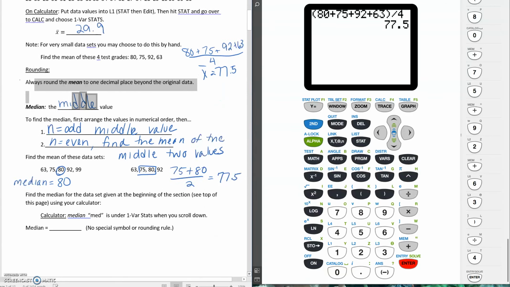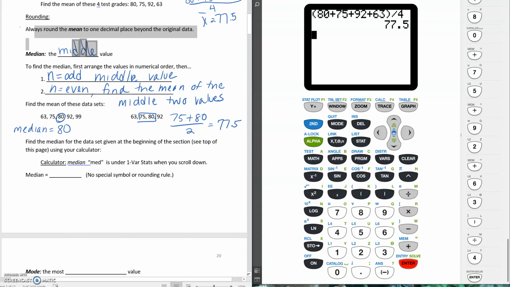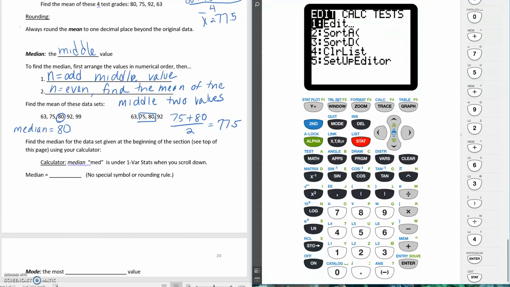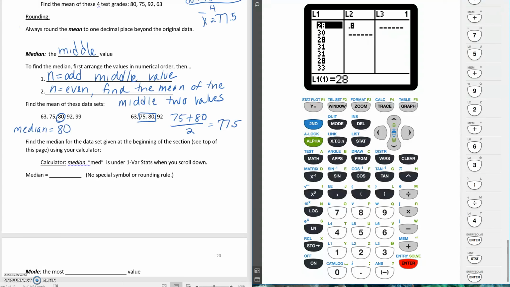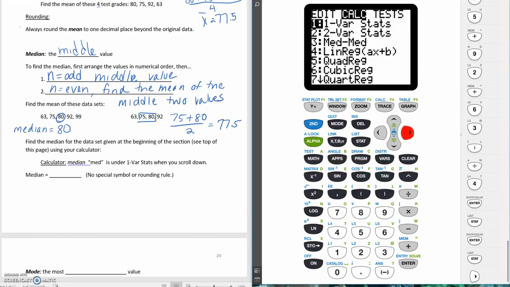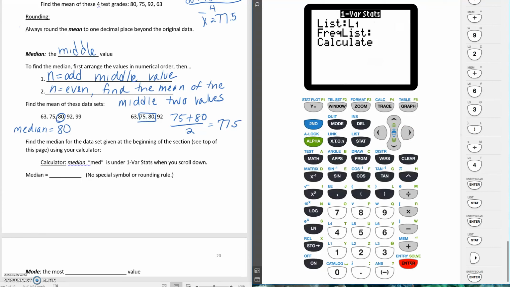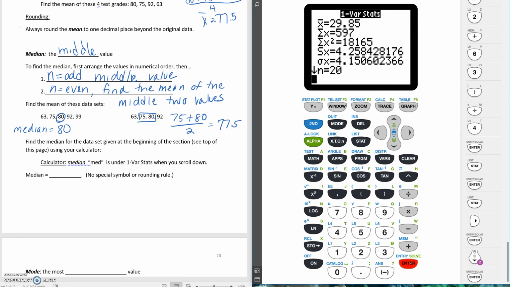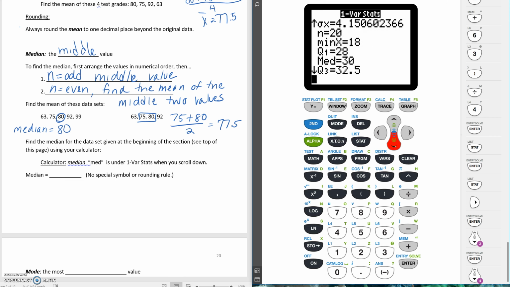Now, to do this on our calculator, it's the same way that we did the mean. From the numbers we just talked about, how many people went through the drive-thru, those are still in L1, so we don't have to put them back in. We're going to go to Stat again, go over to Calc, and still choose One-Variable Stats. This actually tells us a bunch. You can see n here, that's how many we had, 20. We'll learn some of those other symbols. But if you scroll down, the median is right here, Med, so this will be 30.